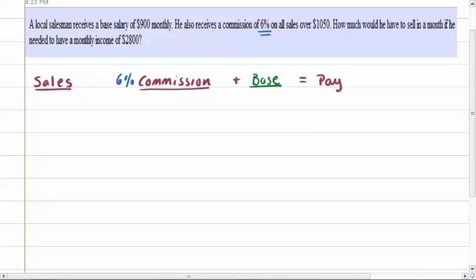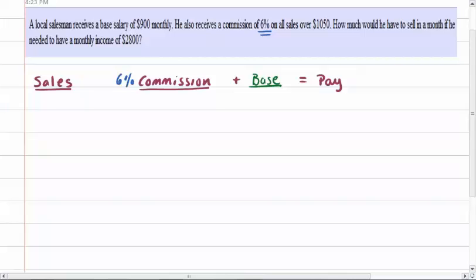Okay, I'm not going to solve this equation or even come up with the equation, but at least let me get you started. So you're a salesman and you get a base salary of $900 every month, but you also get 6% of anything that you sell, but only if you sell over $1,050 worth. So we have to figure out how much pay you're going to get, and then another part of it asks how much in sales you'd have to make in order to get a monthly income of $2,800. But first we've got to come up with the equation before we can do that.